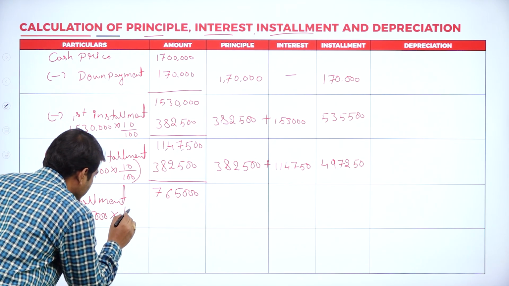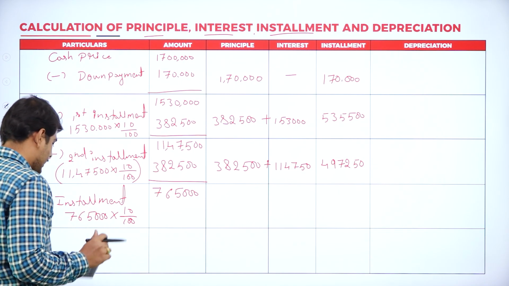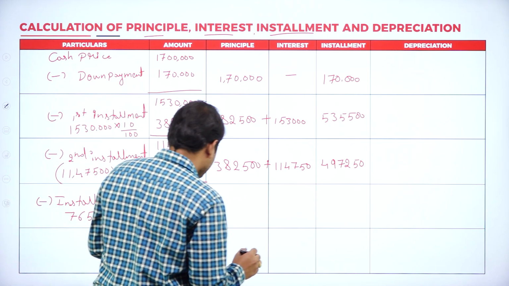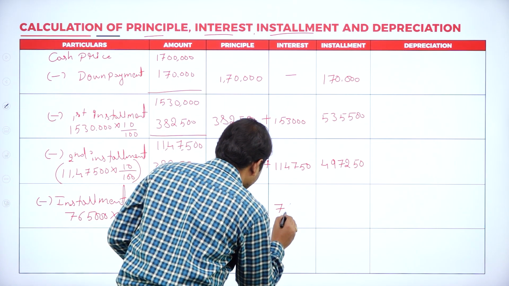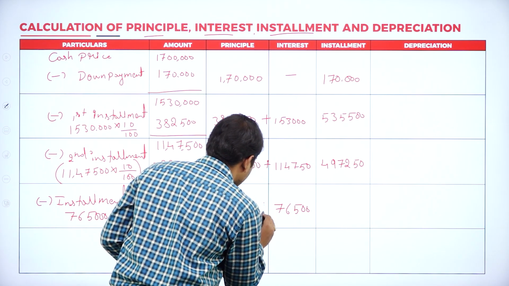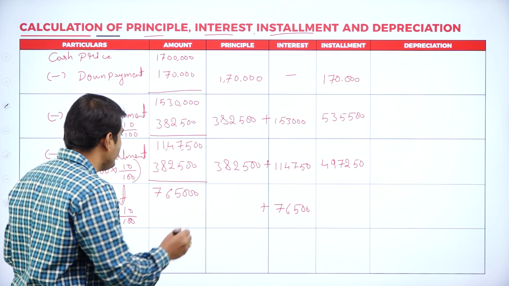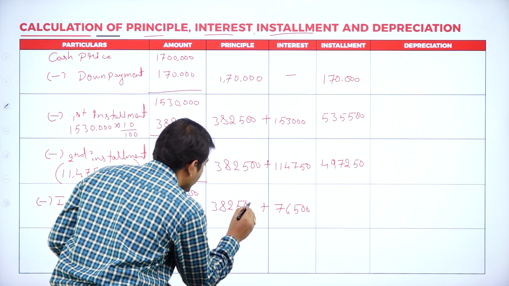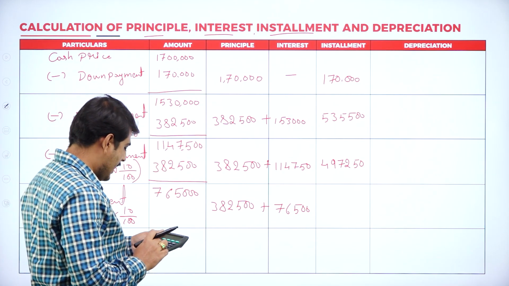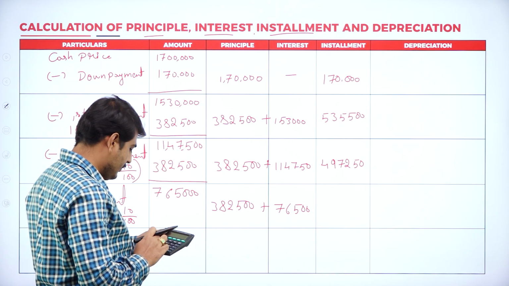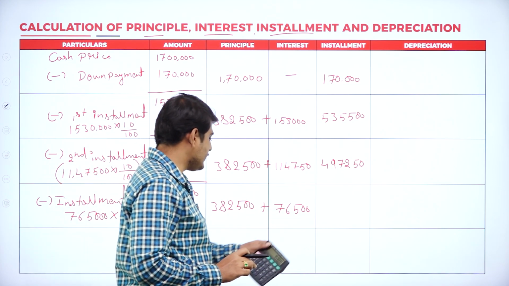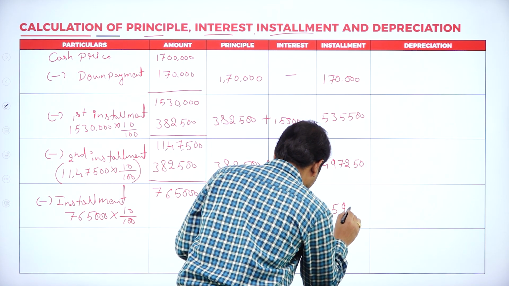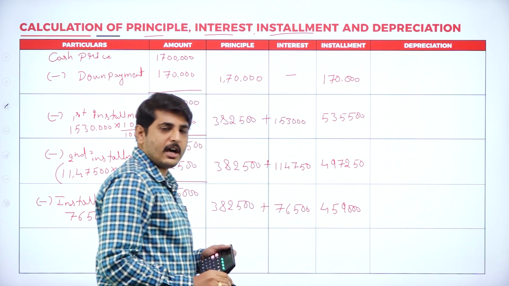7,65,000 into 10% or 10 by 100. So let's check, into 10%. You'll get 76,500. So we know the principal will be the same for every year. 3,82,500 is the principal amount. If you add 3,82,500 to 76,500, you'll get 4,59,000 is the installment amount.